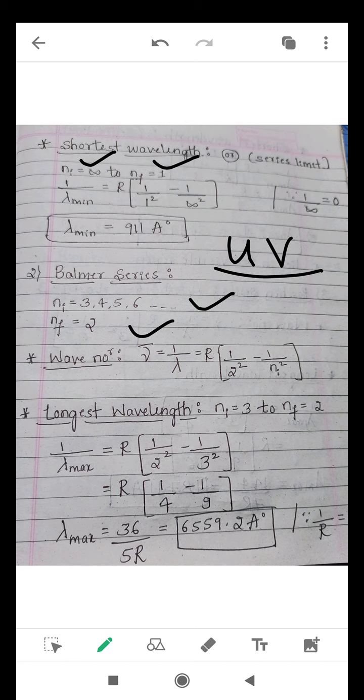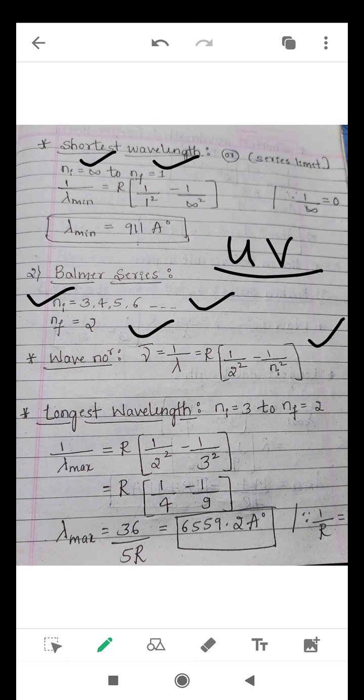For this we'll determine the wave number. The wave number of the spectral lines is given by mu bar is equal to 1 by lambda, which is r times of 1 divided by 2 square minus 1 divided by Ni square. Here Ni values are 3, 4, 5, 6. So here you have the wave number equation for the Balmer series.